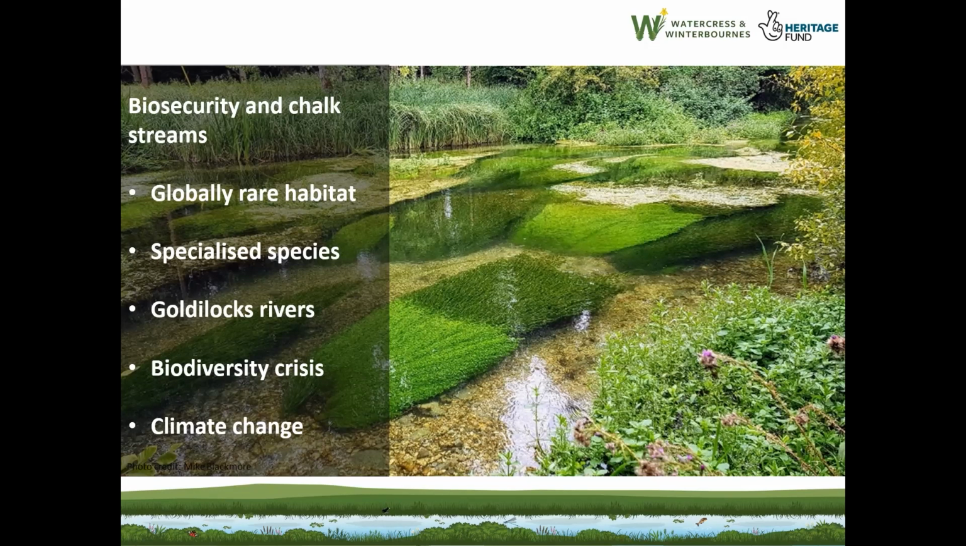And if you change something about a chalk stream, especially if you change something that will impact the plants, you start to lose that biodiversity and the structure of the river. And you'll very quickly end up with what can look like a desert in terms of your chalk stream environment. And we're in the middle of a biodiversity crisis and the climate change, and these are going to just threaten our chalk streams even more.